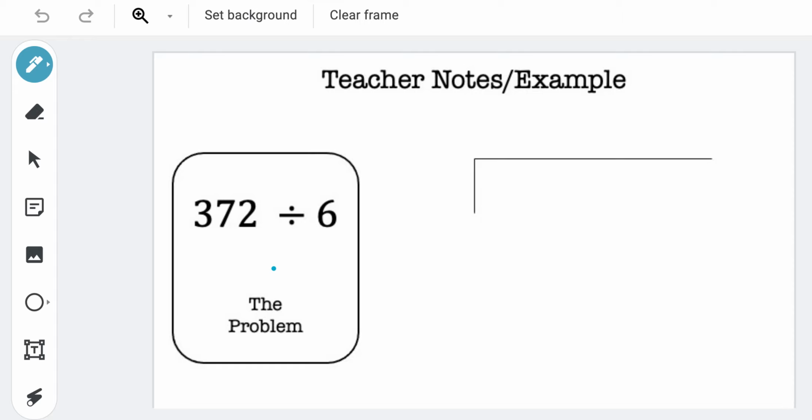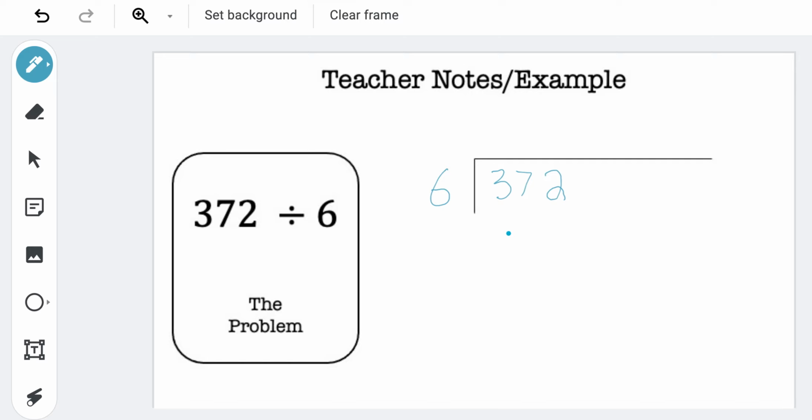Okay, so the 6 is the divisor. That's going to go on the outside. Okay, and the 372 is the dividend. That goes on the inside, just like this. All right.